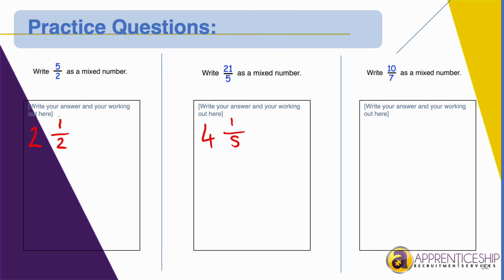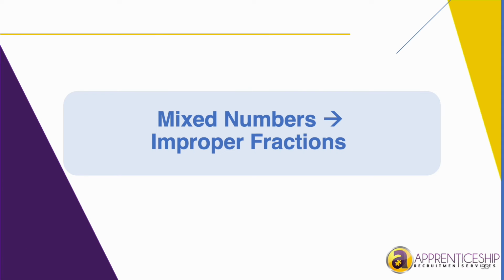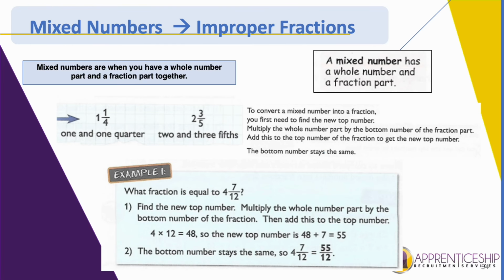And the last one, 10 over 7. 10 divided by 7 is 1, because that would be 7. And to get from 7 to 10, we'd have 3 remainder, which goes on the top. And then we can go the other way, from a mixed number to an improper fraction.